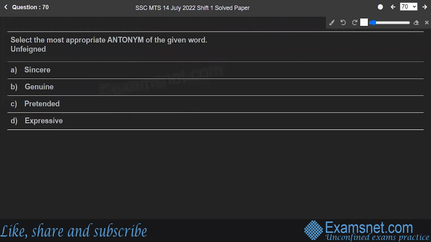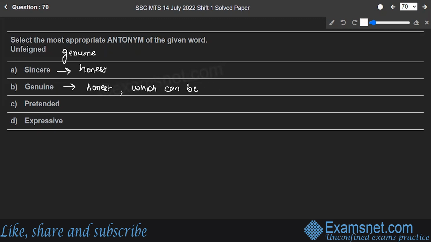Select the most appropriate antonym, that is the opposite meaning of the given word, unfeigned. Options are sincere, genuine, pretended, or expressive. Let's see the meanings of all the words. First of all, unfeigned means devoid of any hypocrisy, or something genuine, as simple as that. Then is the word sincere. Sincere means honest, not pretending to be something. Genuine again means honest, or which can be trusted.